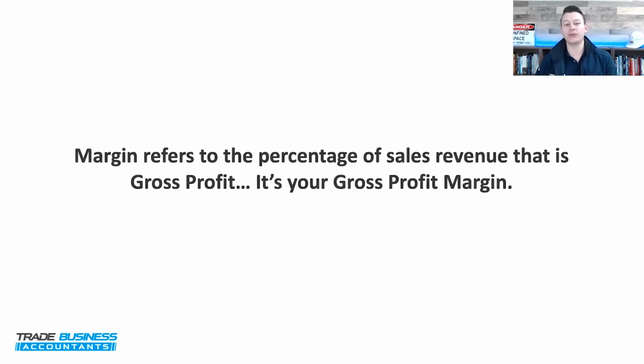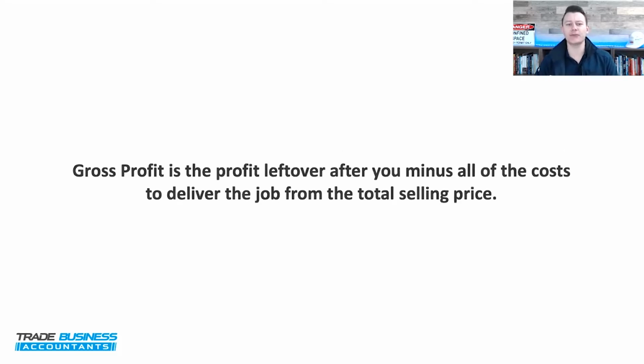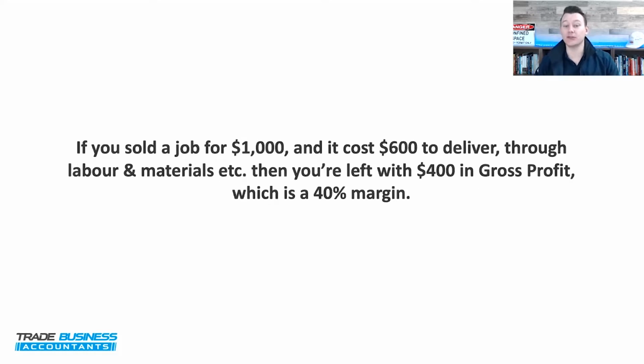Well, margin refers to the percentage of sales revenue that is gross profit. It is your gross profit margin. Now, for those of you who don't know what gross profit is, it's simply the profit that's left over after you minus all the costs to deliver the job from the total selling price, right? So let's say, for example, that you sold a job for $1,000 and it costs $600 to deliver it through labor, materials, and so on. And that then leaves you with $400. That $400 is gross profit. So in this case, from a $1,000 job, $400 in gross profit, you have a 40% gross profit margin.